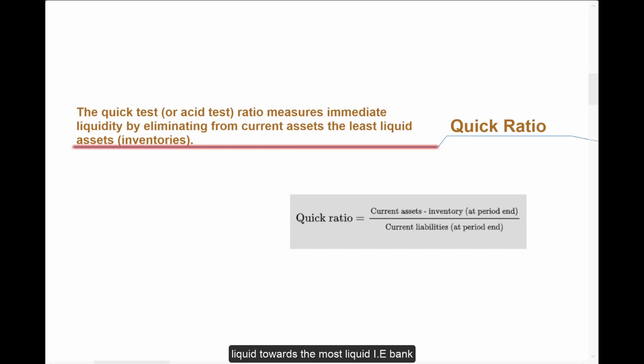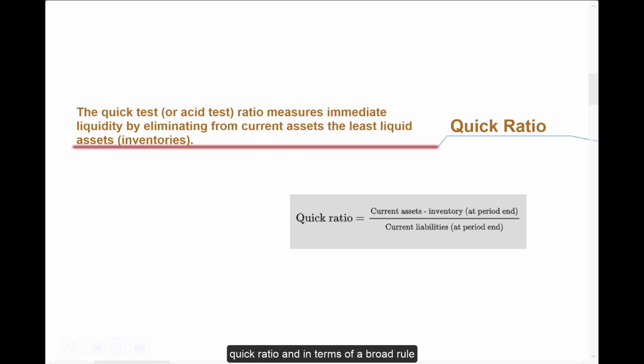Towards the most liquid, i.e. bank and cash. So the reason that the quick ratio stands apart is it takes out the reliance on inventories, which may take a long time to liquidize. They may take a long time, for example, to turn into a product. It could be inventories of raw materials. It could be inventories of partly finished goods, work in progress, etc. So that is why we have the quick ratio.